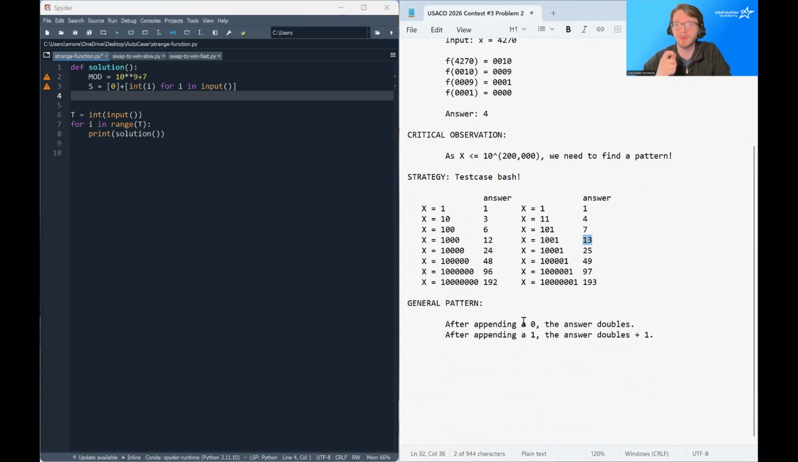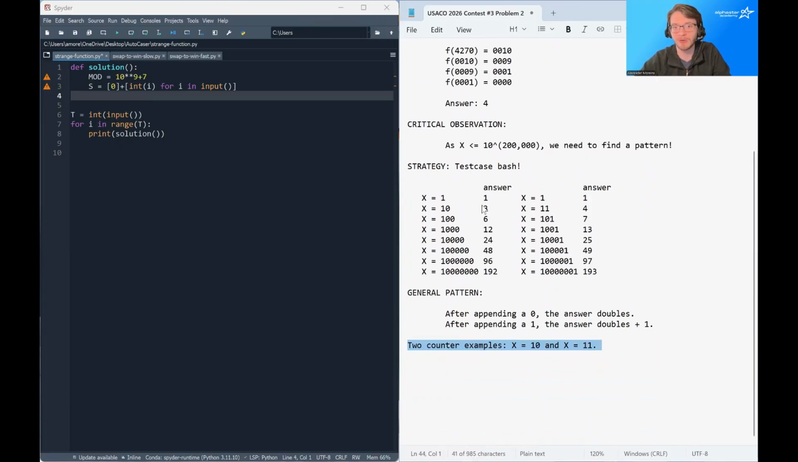However, you might be complaining that on the screen I have some counterexamples to this pattern. And indeed, there are two counterexamples on the screen right now. In particular, when x is 10, we can see that when we added the 0, it didn't double. It went from 1 to 3, it tripled. And when we added a 1 to the end of 1, it again did not double and add 1. Instead, it went from 1 to 4.